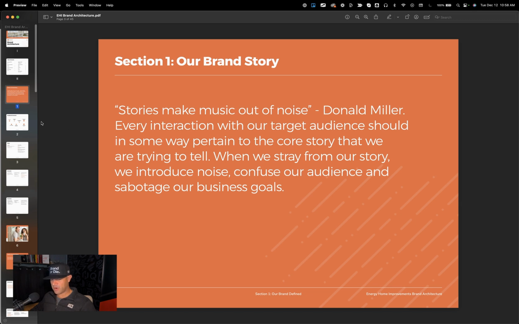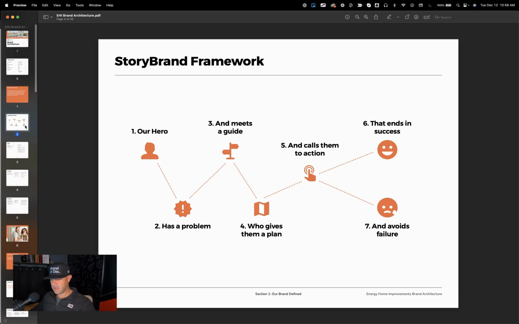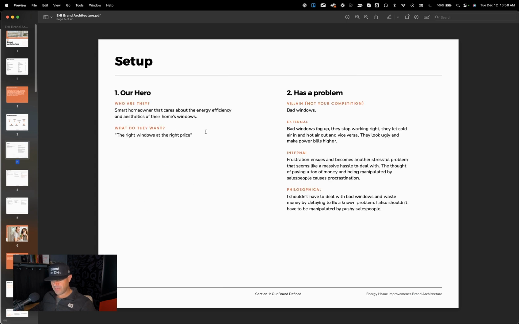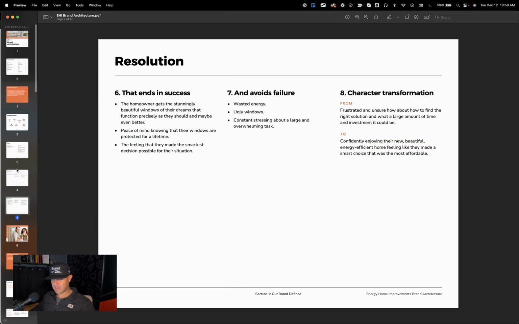The first part of this architecture is about the brand story. I usually put a little model of the StoryBrand framework here, so it's an easy reminder of what this is all about. And then we come in here and we look at our setup. So I've divided the brand story into three portions, like a 3-act play. We have the setup, the encounter, and the resolution.